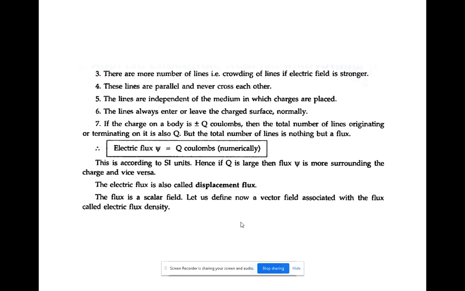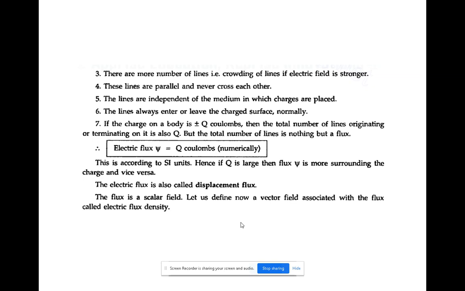And fifth property: the lines are independent of the medium in which the charges are placed. So the lines of force will be independent of each other as well as of the medium. Even though the charge is placed, the lines always enter or leave the charged surface normally. A line that starts at a positive charge will end at a negative charge. If there is no other charge, then it will go on as usual. The line of flux will continue to move.